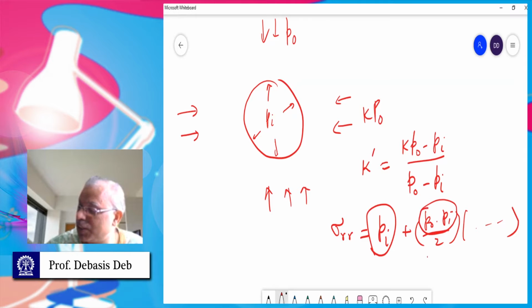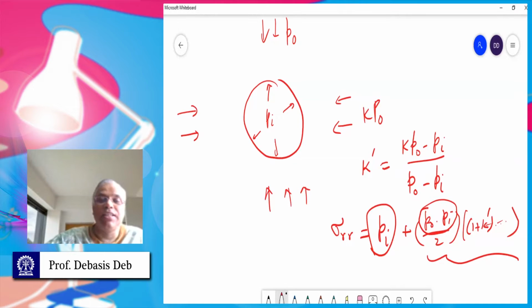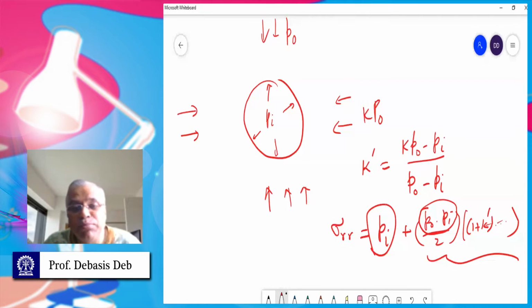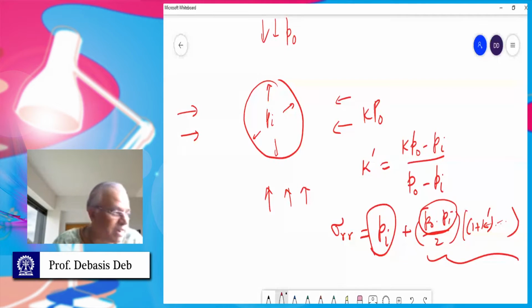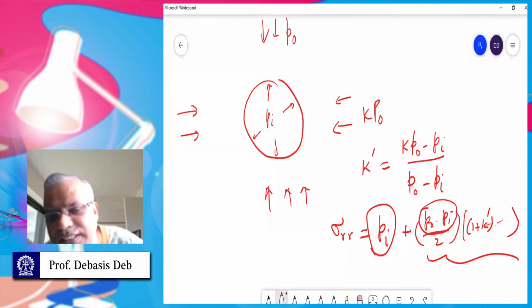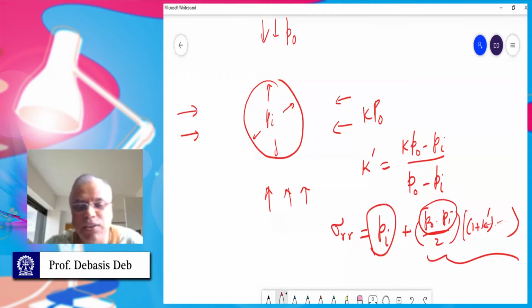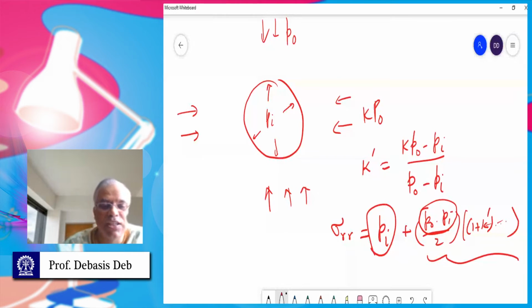This gets minus because this part is the Kirsch solution, and there is that one plus K dash coming and all this. So there is an effective K dash because the Pi is subtracted. Now you remember I showed you one Excel file where we have plotted the sigma RR and sigma theta theta for K equals to 1, 0.5 and this. So let me go there and show you the variation.